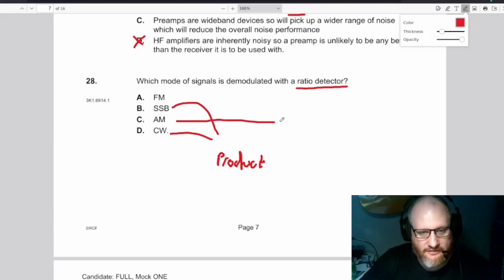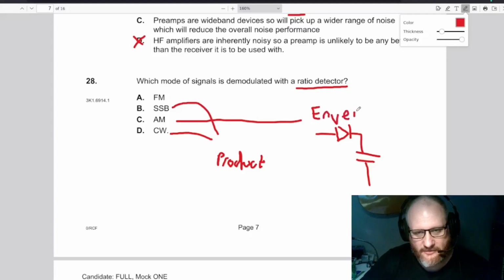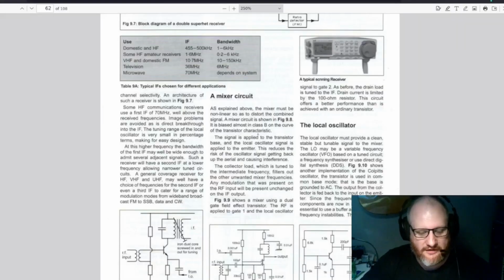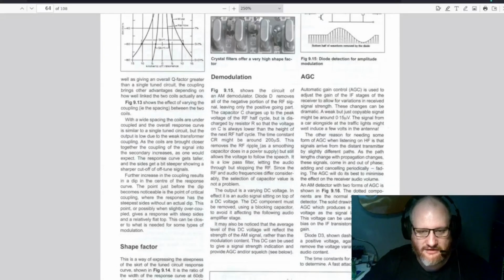With AM, hopefully you may have seen this idea of envelope detection with a simple diode and a capacitor for detecting the envelope of an AM signal. Obviously, in your 1,500 quid Icom, it's going to be a bit more complicated than that. But fundamentally, we can use the technique of envelope detection for AM. I'm going to try and draw the whole of the envelope really badly, and that leaves us with FM for our answer. Let's take a quick look at what a ratio detector is and try and develop a bit of intuition around this.